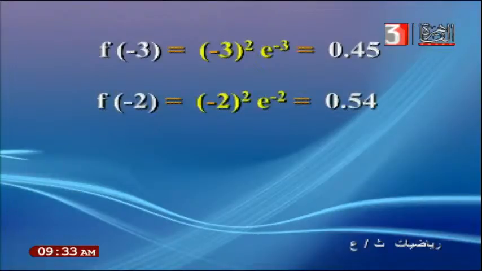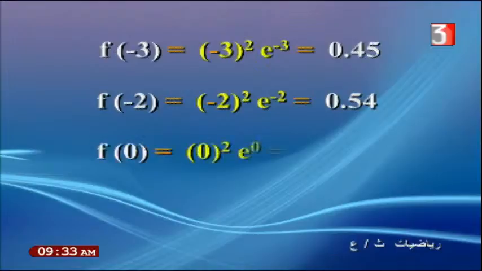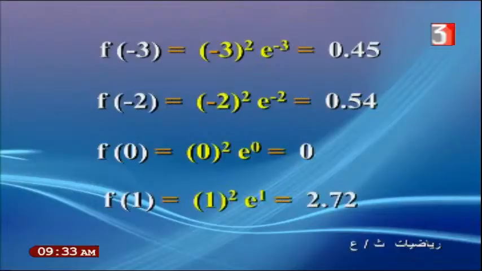And f of negative 2 equals negative 2 to the power 2 multiplied by e to the power negative 2, which equals 0.54. Then the value of y equals 0.54 when x equals negative 2. And f of 0 equals 0 to the power 2 times e to the power 0, which equals 0. That is the value of y when x equals 0. And f of 1 equals 1 to the power 2 multiplied by e to the power 1, which equals 2.72 when x equals 1.